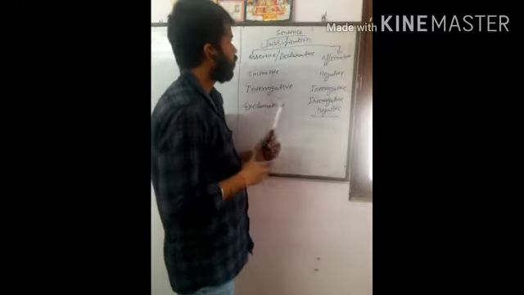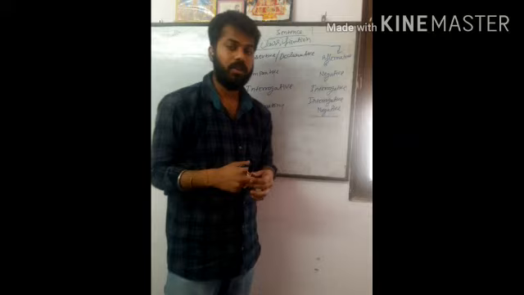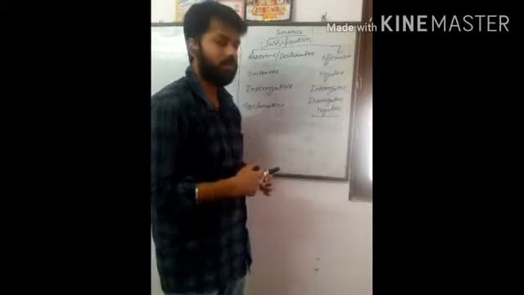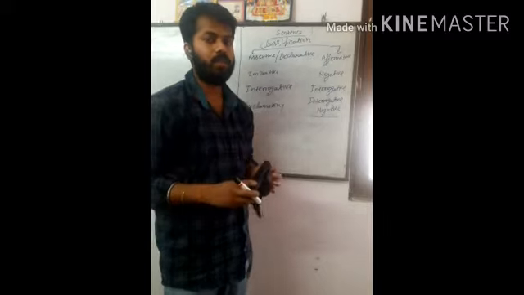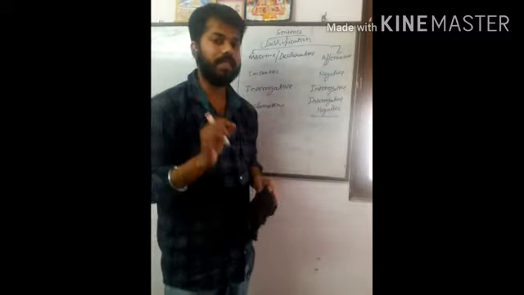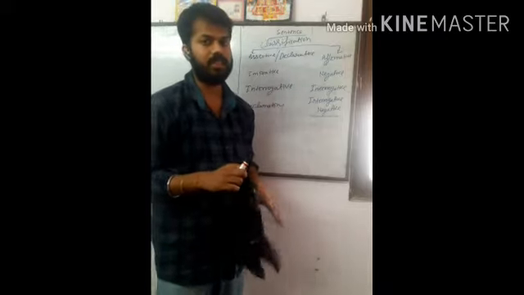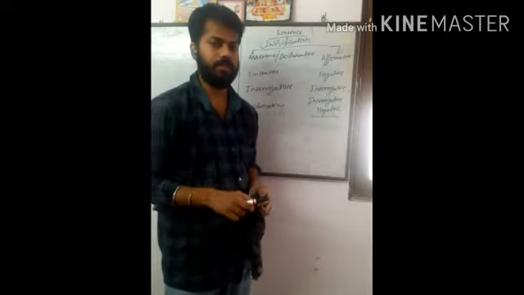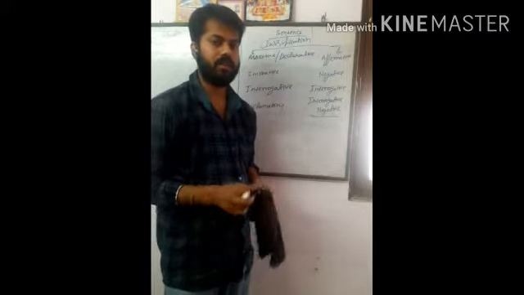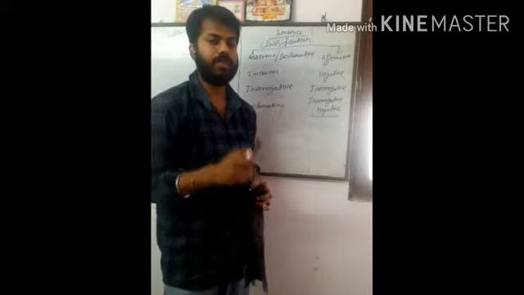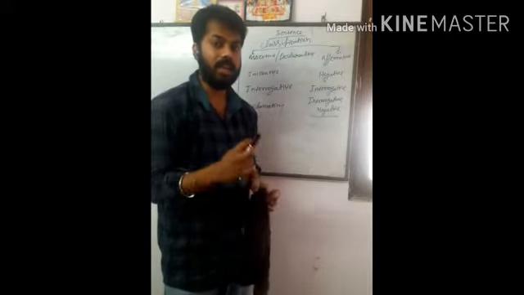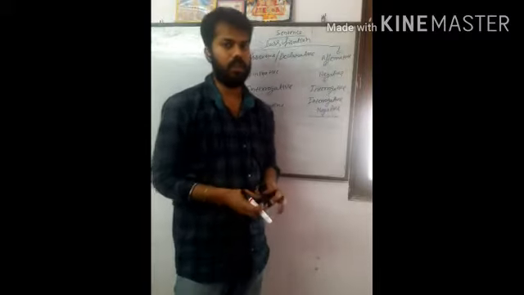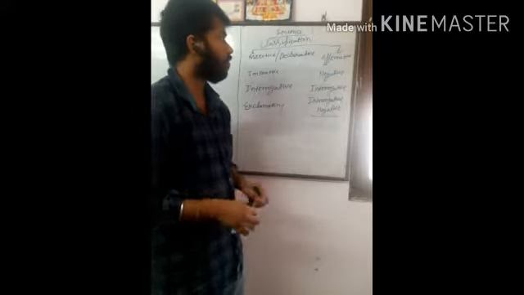Okay. Now we will discuss the sentence. What is a sentence? You have to write its definition in your notebook. A group of words which makes a complete sense is called a sentence. A sentence always starts with a capital letter and ends with a full stop. I repeat it again. A group of words which makes a complete sense is called a sentence. A sentence always starts with a capital letter and ends with a full stop. Okay? Note it down.